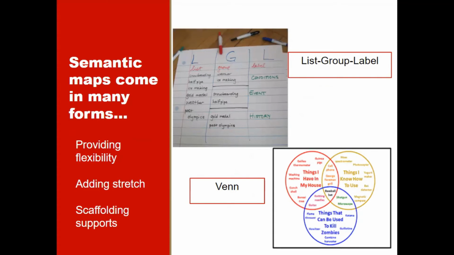Semantic maps come in many forms. List Group Label categorizes listed words through grouping and labeling and helps students organize new concepts in relation to previously learned concepts. The Venn diagram is a way to organize ideas and present them graphically. Scaffolded and stretched supports, which web or frame you will select, depend on your learners and how well they will be able to respond and develop these webs and frames.